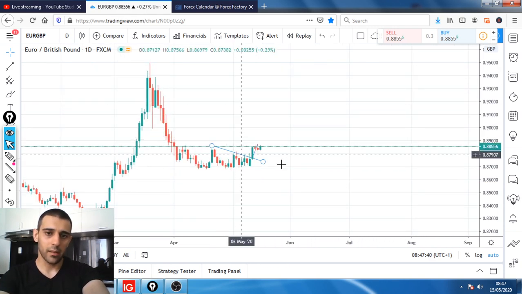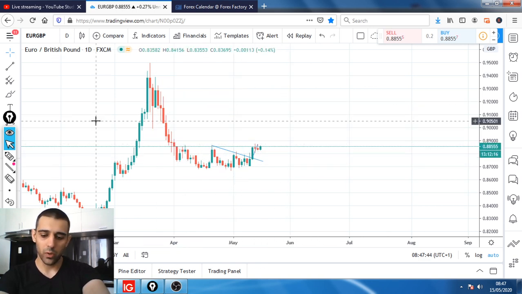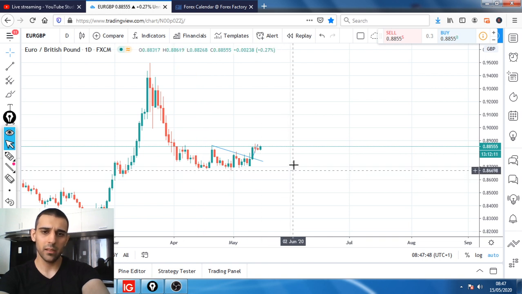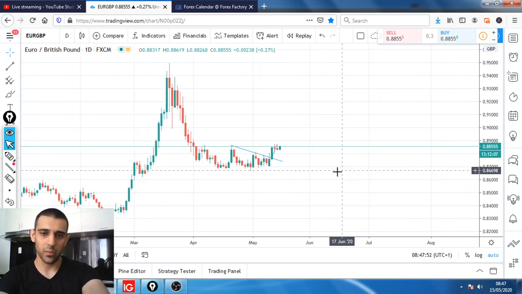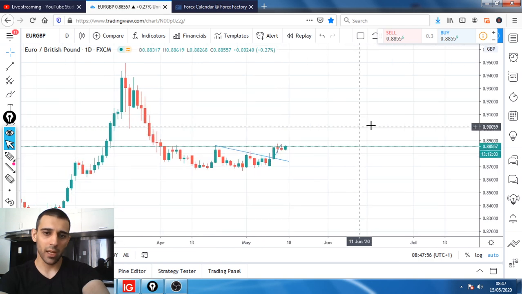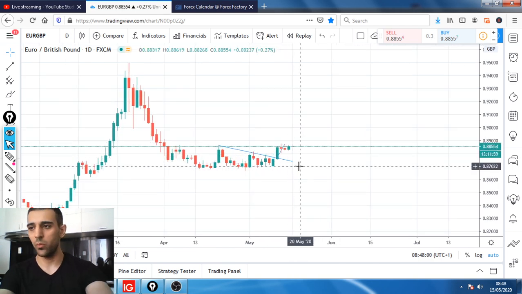So let's analyze this one. I'm actually sitting in a long trade on this Euro against British pounds. I'm long on this since I think 2 or 3 days ago. This is a swing trade, and we're looking good, but we can see that especially for the last 2 days, the market has not really moved much.